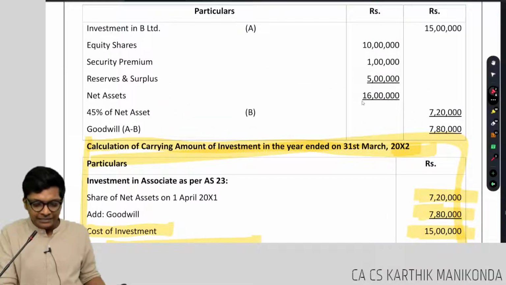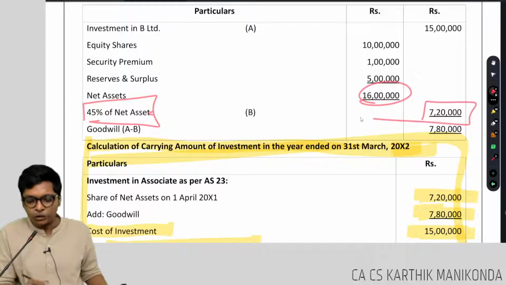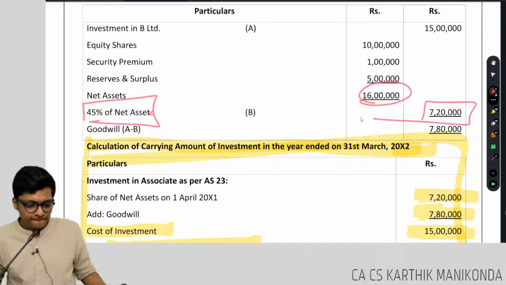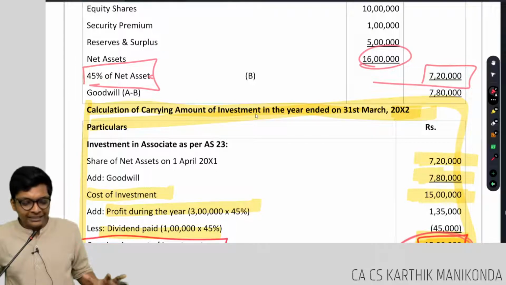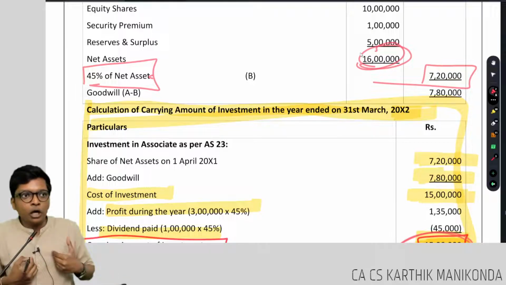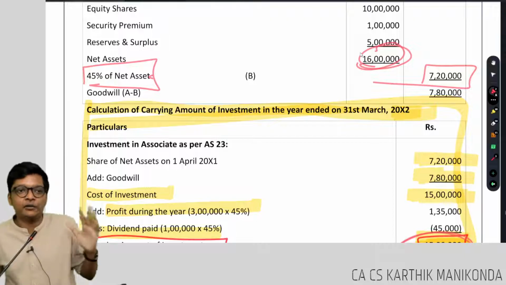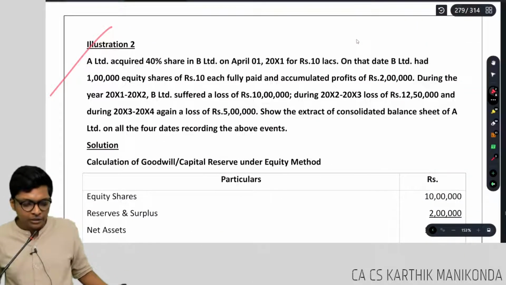16 lakhs is the net assets, but my value is 45% of this, so 7 lakh 20. Net asset, see, net asset is 16 lakhs, but what belongs to me is my share 45%, so we have to take 45%. Yes. Okay.